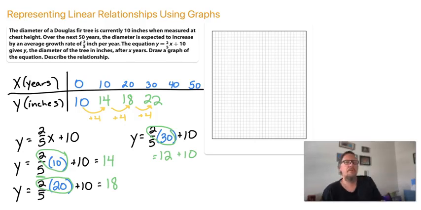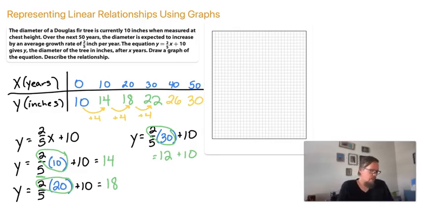Looks like every 10 years, this tree is growing 4 inches. So we don't need to do the equation anymore. Every 10 years, we're going up 4 inches. So that means we're going to have 26 inches after 40 years and 30 inches after 50 years. Okay, great. So we've got our table, we've got our points. Now the next thing that we need to do is we need to graph our equation.